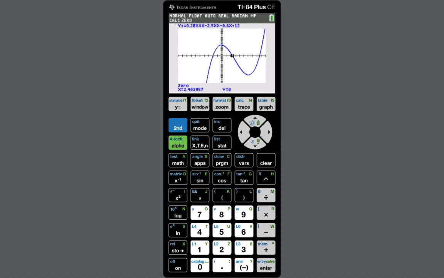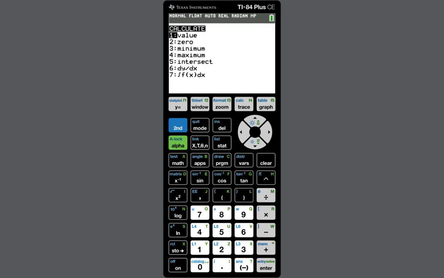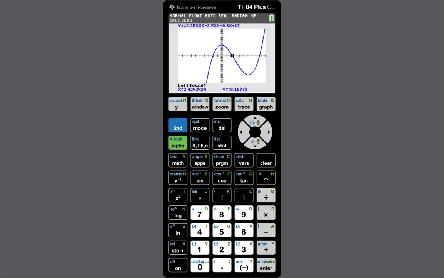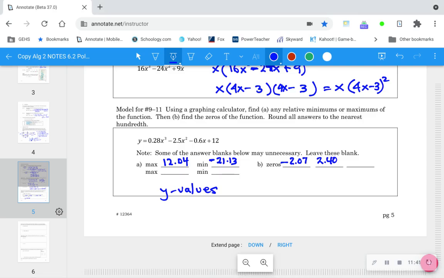And you've got to go second calc choice 2 again. And keep going until you get near it. And we're definitely getting closer, but we're still on the left side of it. Hit enter. And then go to the other side of it and hit enter twice. And it should jump to it, and this time it's 8.60 with rounding. Okay, so that does it for page 5 of the notes.